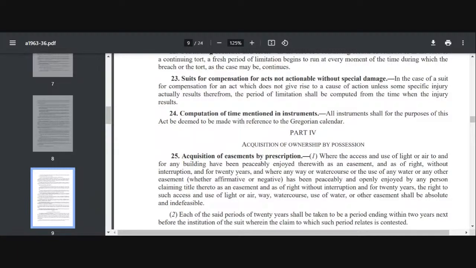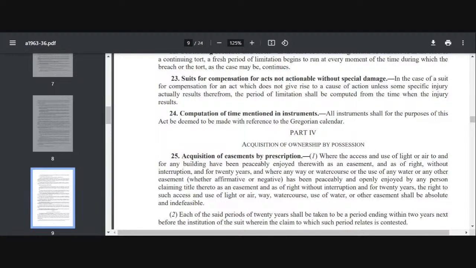So in ordinary cases, time usually runs from the commission of the wrong. जैसे ही मैंने wrong commit करा, आप मेरे against file कर सकते हो suit. But if the cause of action lies not in the commission or the omission but in the special damage, then time will run when the plaintiff has sustained that damage or loss.